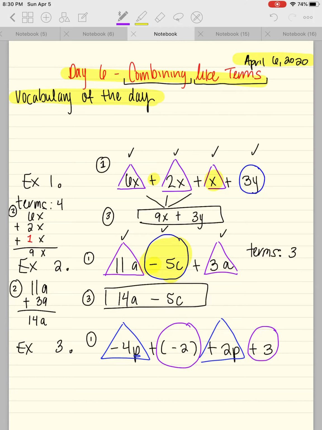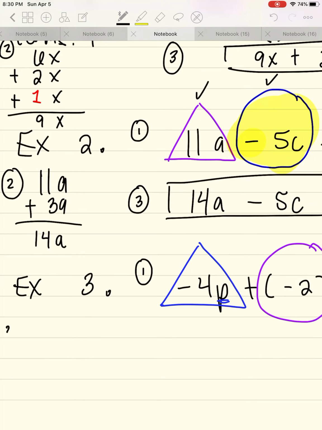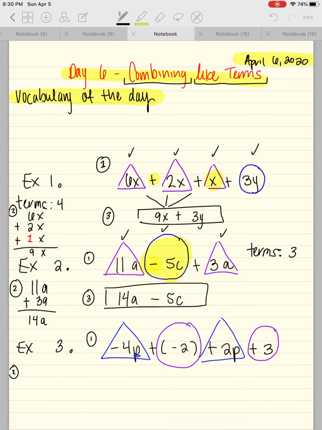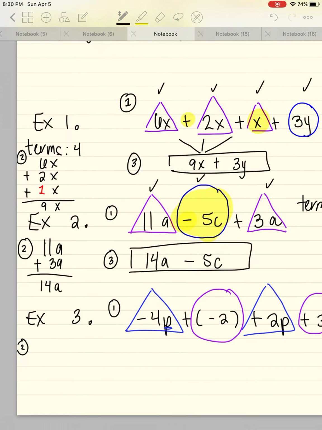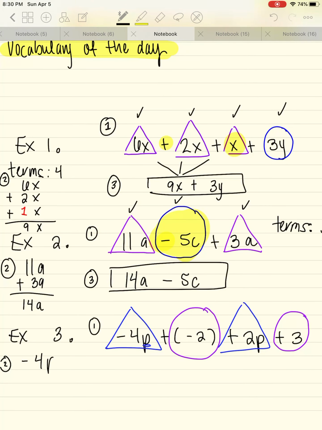Now that I have that, step 2 is to combine my like terms. So I'm going to go ahead and take it over here. First, I'm going to worry about the p's. Take it one step at a time. I have -4p plus 2p. And this is why you need to know your integer rules that we did on day 4 and day 5, adding and subtracting integers, because you need to know what is -4 plus 2. You can use your number line, or you can use your chip model, or a lot of you have gotten very familiar with the rules.